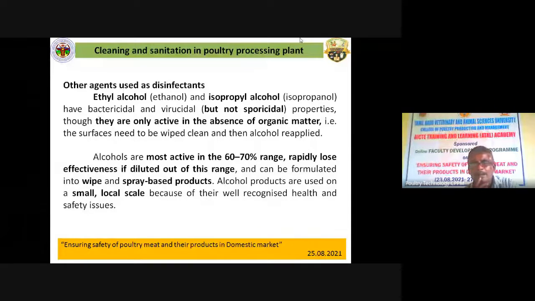So they are available commercially. They are available as wipes also. They are available as spray-based products also. Usually they are applied in small surface areas. They are also suitable for large surface areas.